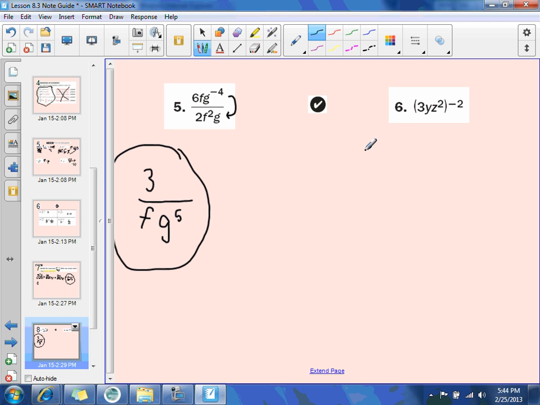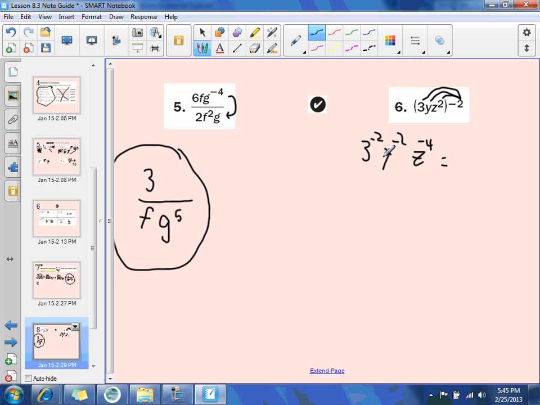So let's take a look at number 6. I'm taking all of this to the negative second power, and I literally mean all of this. The 3, the y, and the z. So this is 3 to the negative second power, y to the negative second power, and if I'm taking z to the second power and that to the negative second power, I multiply those powers, and a positive times a negative, all of that would be negative.